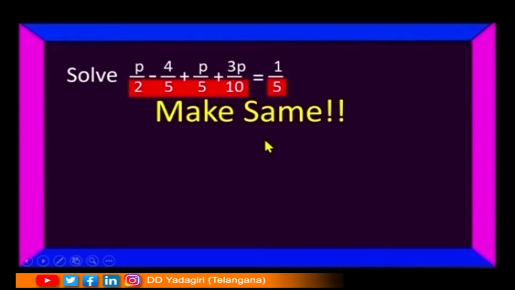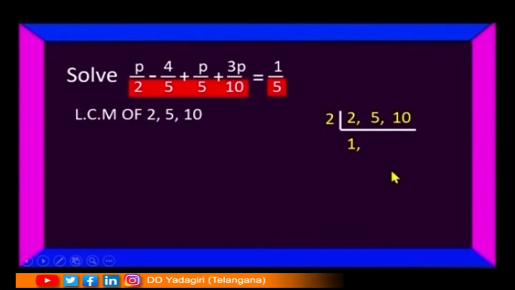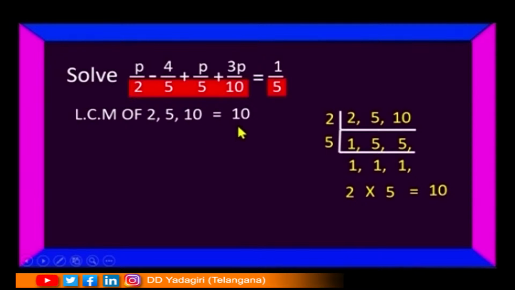How do you make the denominators the same? Just by taking the LCM of the denominators 2, 5, 10. Let us take the LCM of 2, 5, 10. We take the first prime number 2, it divides 2 one time and it doesn't divide 5, so we bring it down as it is. It divides 10 five times, 2 fives are 10, and next we take the next prime number 5, we bring the 1 down and it divides 5 one time and this 5 also one time. Now the LCM will be the product of these two numbers, that is 2 into 5, and the LCM is 10. So the LCM of 2, 5, 10 is 10.